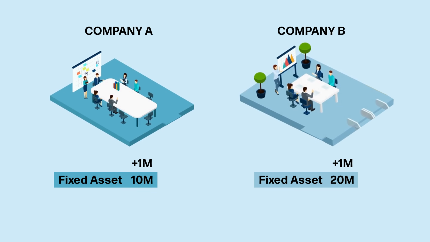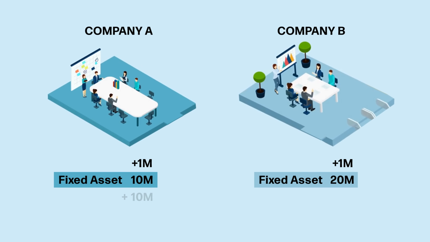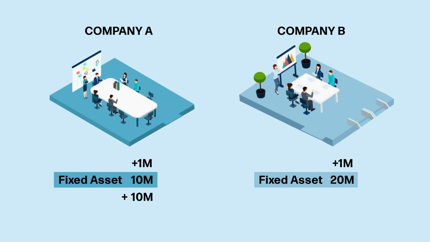And they can generate an additional 1 million. So company A just needs to come up with an additional 10 million, while company B needs to come up with another 20 million to generate the same $1 million in earnings. So it's a lot slower for company B, because you need more capital to grow. I think that's what Victor has pointed out.